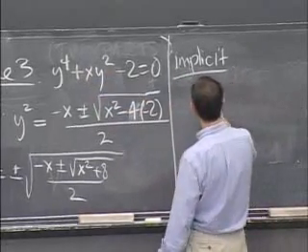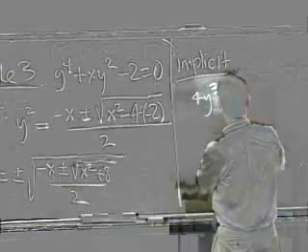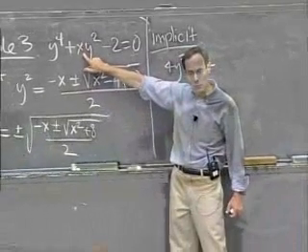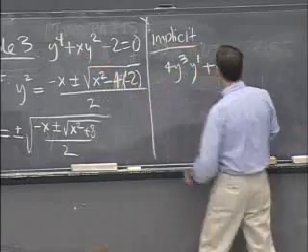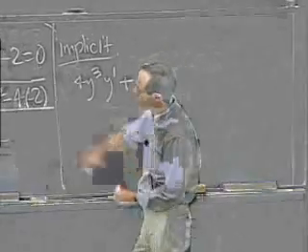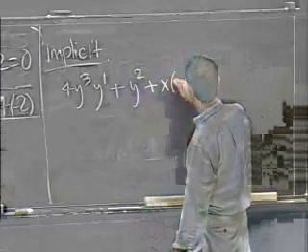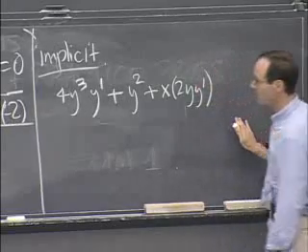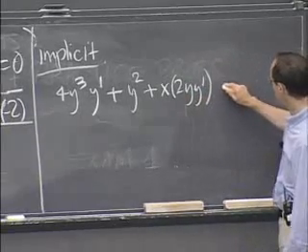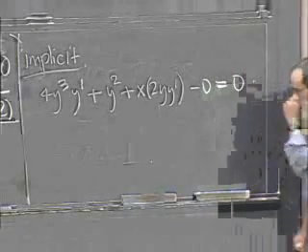So when I differentiate, I get 4y cubed y prime plus, now here I have to apply the product rule. So I differentiate the x and the y squared separately. First, I differentiate with respect to x, so I get y squared. Then I differentiate with respect to the other factor, the y squared factor, and I get x times 2y y prime. And then the 0 gives me 0, so minus 0 equals 0. All right, so there's the implicit differentiation step.